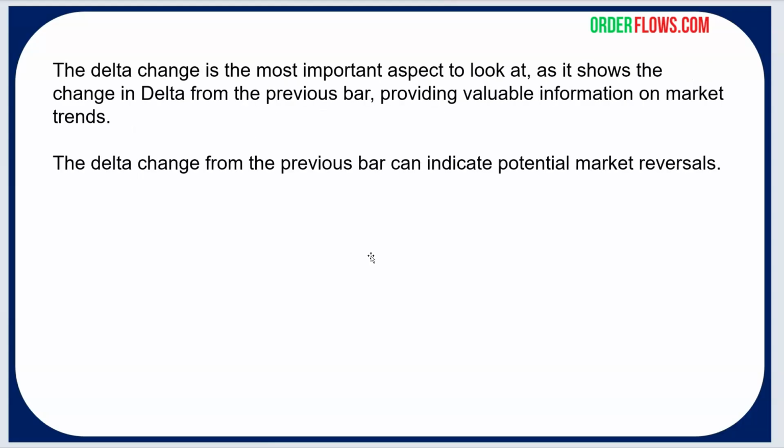So another thing to look for is delta. Okay, delta change is the most important aspect to look at in terms of delta, right? Don't just think, oh, this bar's got this delta, this bar's got that. Look at the change relative to previous bars. Right, that's going to provide valuable information on market trends. The delta change from the previous bar can indicate potential market reversals.